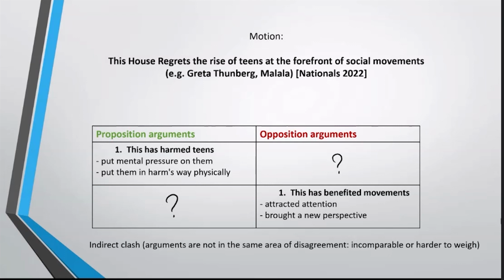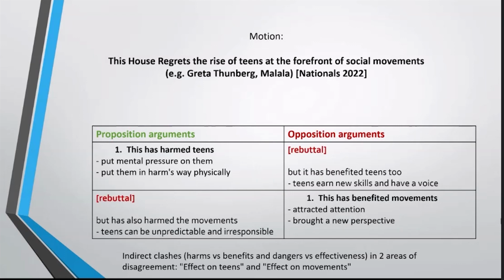So what you would do in this case is provide rebuttal. So we have the same proposition argument, but we have the rebuttal that it has also benefited teens by letting them earn new skills and have a voice. And while opposition says this has benefited movements, the rebuttal might be that, but this has also harmed movements because, for example, teens could be unpredictable or irresponsible. So this would be 2 indirect clashes.